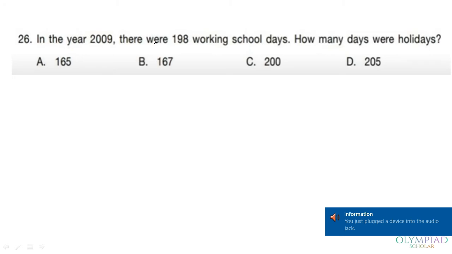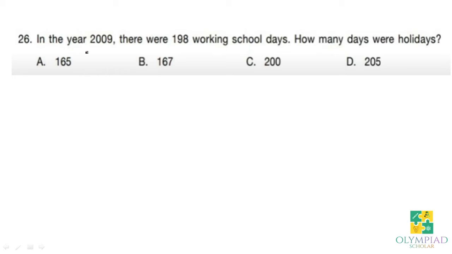In the year 2009 there were 198 working school days. How many days were holidays? So this is an interesting question. First you have to find out how many days there were in 2009. So it is clearly not a leap year. So the total days of a year is 365. So working school days were 198. So you need to subtract this.